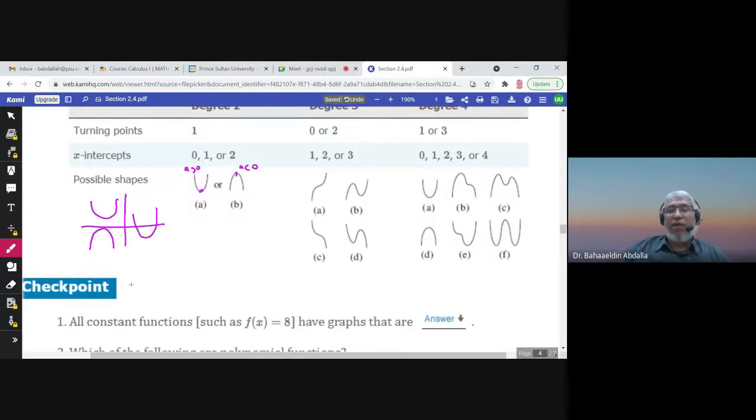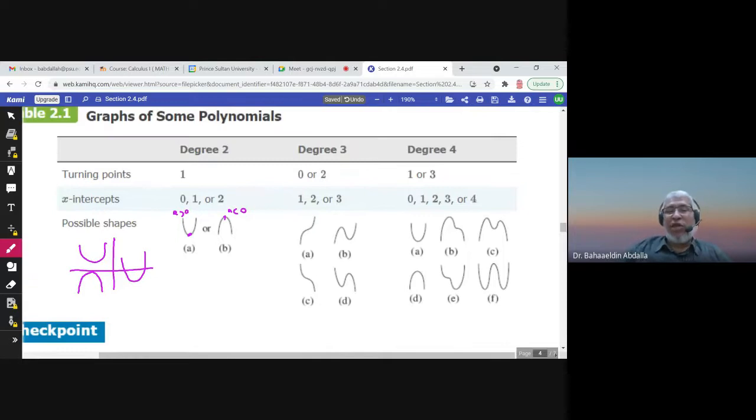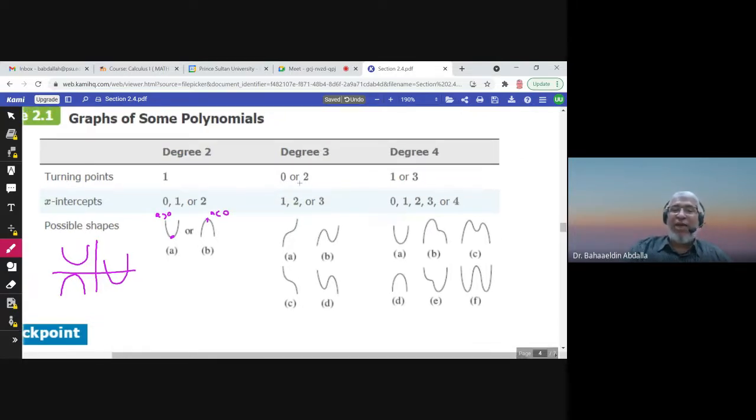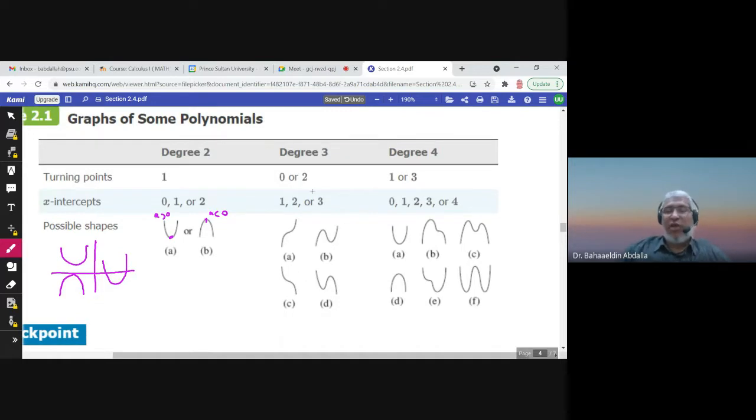x-intercepts. If we talk about degree 3 polynomials, then the maximum number of turning points is always the degree minus 1. So 2 is the maximum number of turning points for degree 3. Here the maximum number is 1, okay? And then if you want other numbers, you subtract 2. So the number of turning points of degree 3 is 2 or 2 minus 2. Also, it could have 0 turning points.